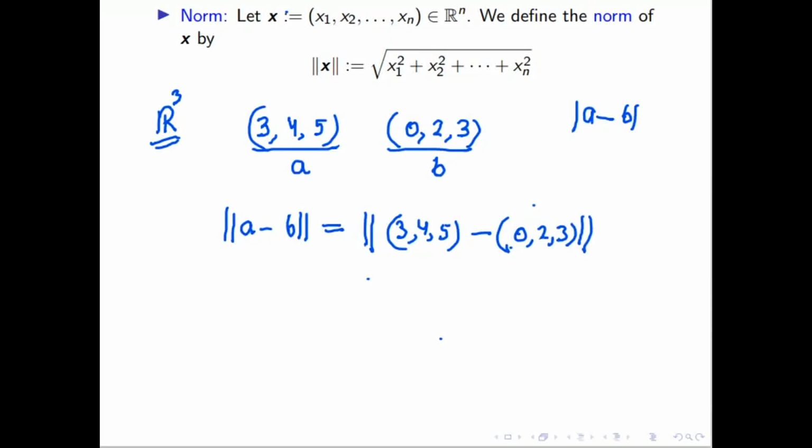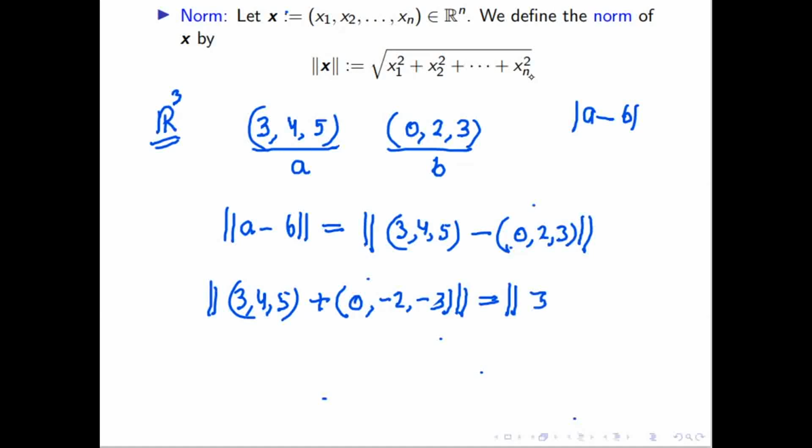And we know how to do vector addition. And we know how to multiply by a scalar also: if you multiply by minus 1, you will get 0, minus 2 and minus 3. And now we can add also. Or we can directly write, but the first time I am doing it, that's why I am writing. 3 minus 0 is 3, so this will give 3. 4 minus 2 will give 2. And 5 minus 3 will give 2. So the difference between those vectors will be 3, 2, 2.